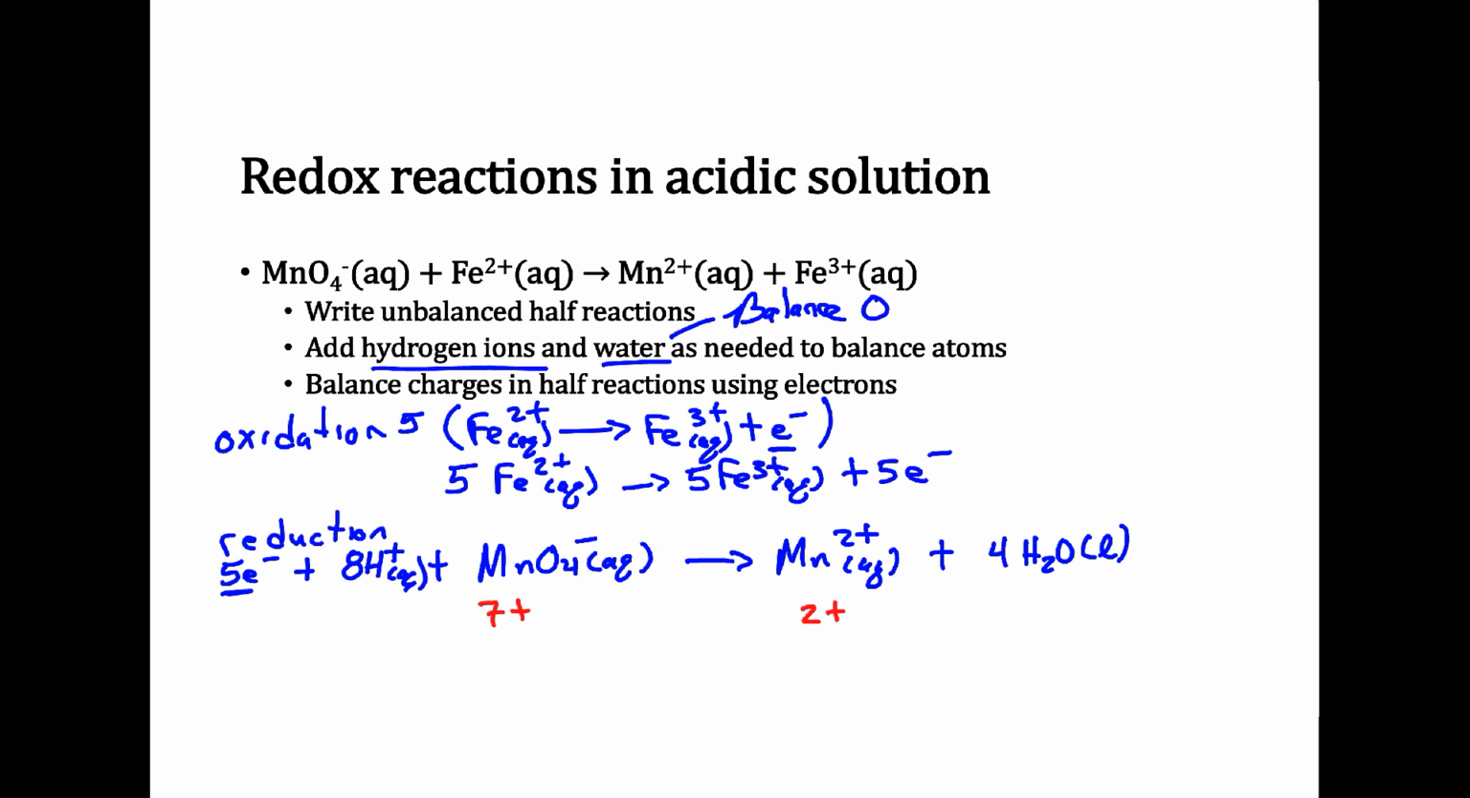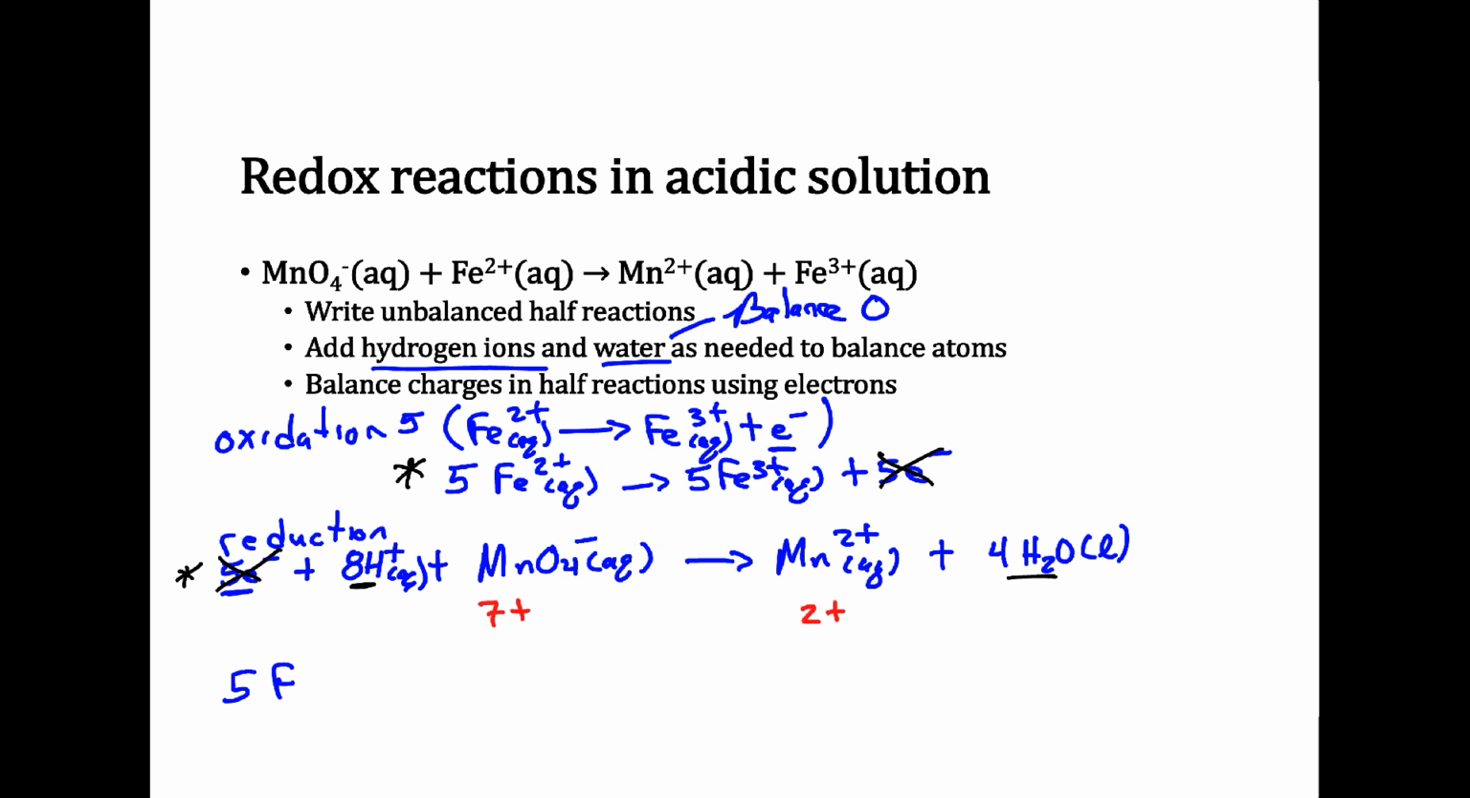So now we're ready to combine these two equations and to cancel anything out that occurs in both the reactants and the products. As we look at this reaction and this reaction, you'll notice that the 5 electrons cancel out. We have 5 electrons in the reactants here and 5 electrons in the products up here with the iron. Sometimes we might have H pluses that cancel out or H2Os, but here, since we didn't have to add water or the hydrogen ion to the first reaction, they won't cancel out. So we can combine these, and we'll get an overall net reaction.